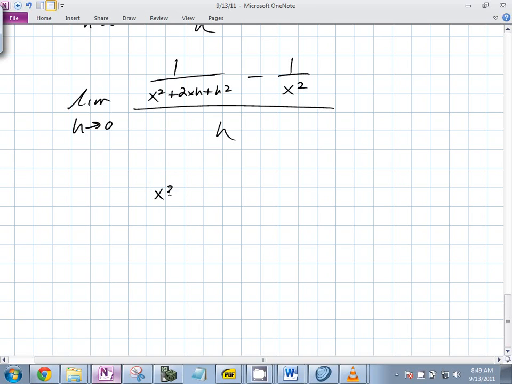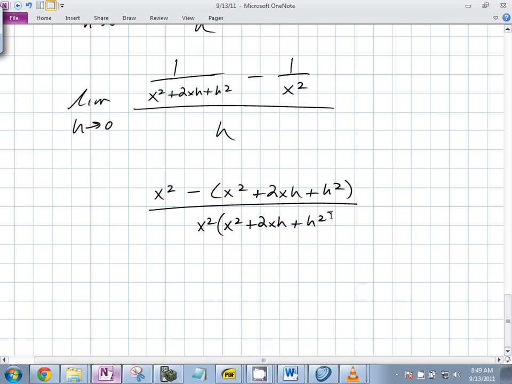x squared minus x squared plus 2xh plus h squared, all over, what's our common denominator going to be? x squared times x squared plus 2xh plus h squared, all over h. I just did a common denominator of the numerator. Are you okay with that?